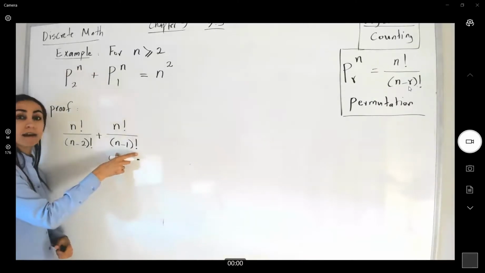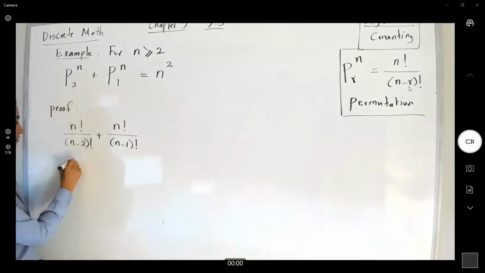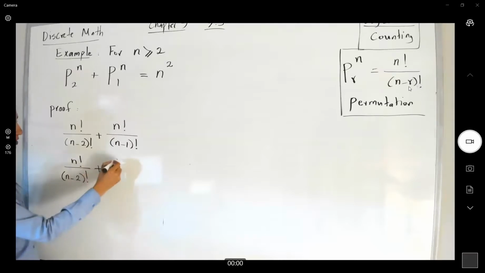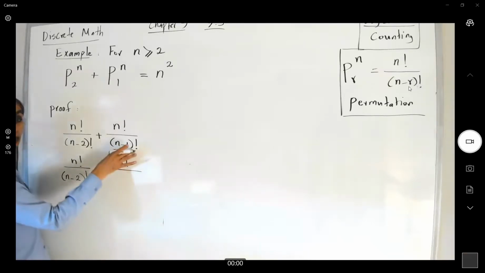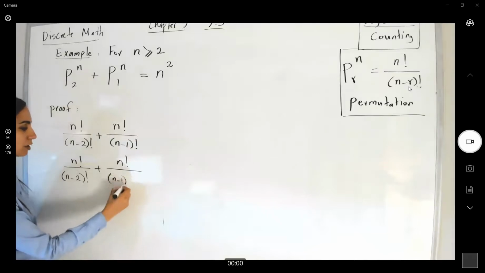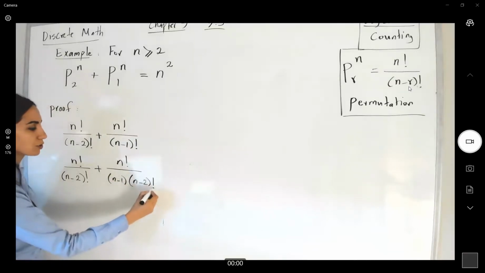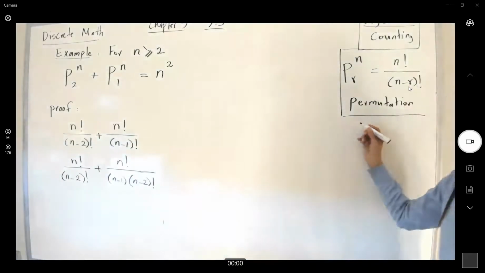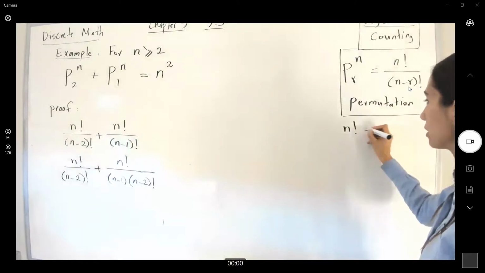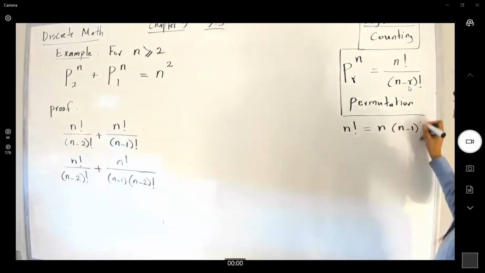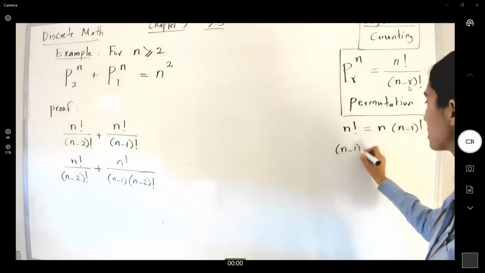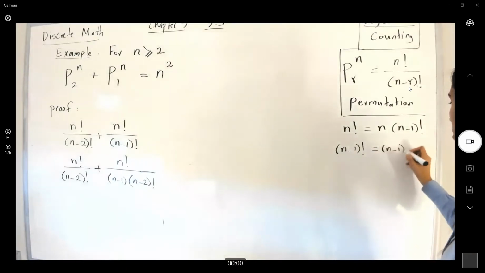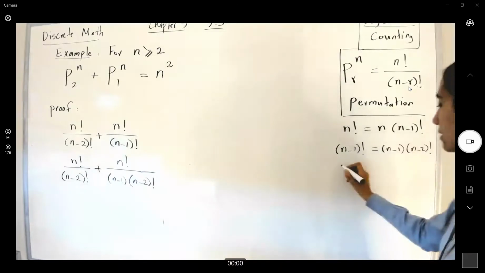Let us break this guy down a little bit. The first fraction is going to be just n minus 2 factorial in the denominator, plus, but I'm going to write down the second denominator as n minus 1 times n minus 2 factorial. I'm breaking down n minus 1 factorial. Remember that n factorial is n times n minus 1 factorial. n minus 1 factorial is n minus 1 times n minus 2 factorial.